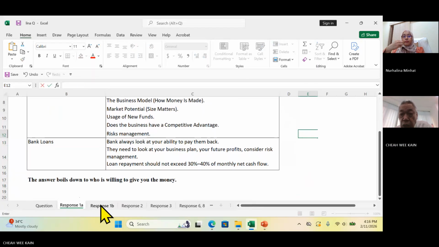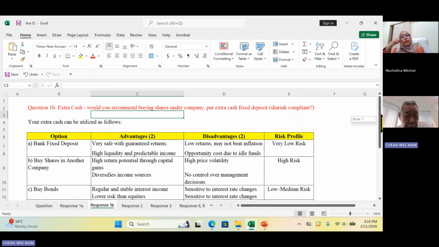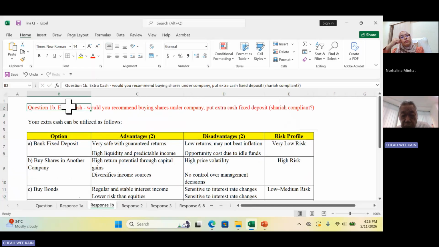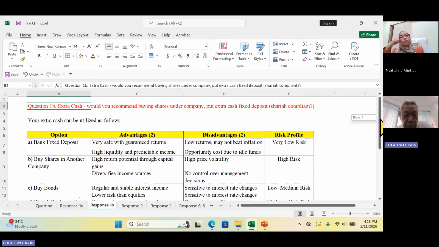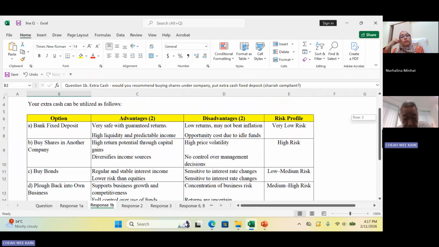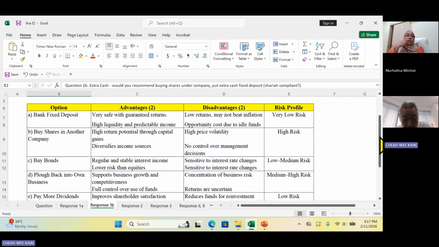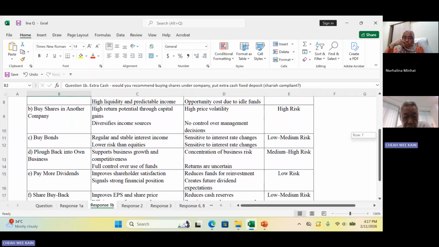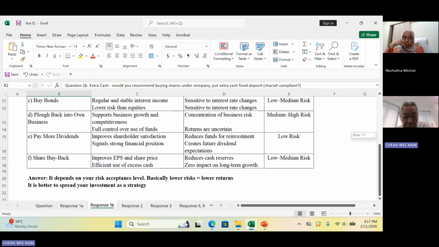Okay, now we go to question number 2, extra cash. Would you recommend whatever option? Okay, so there are a few options. Bank fixed deposit, buy shares in another company. You can buy government bonds or company bonds. Plow back into own business, pay more dividend, or you do a share buyback.